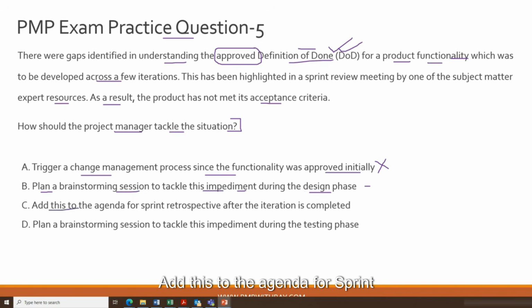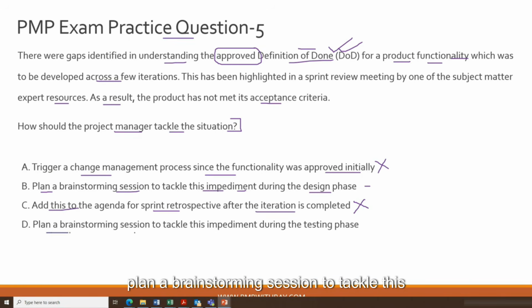Add this to the agenda for sprint retrospective after the iteration is completed. Again, it's a nonsensical option to me. Why would you wait till the end of the iteration and discuss something as a retrospective where you have to solve it now, today with your team, right? So that is just pushing problems under the carpet, and that is not a sensible approach as a project manager or as a scrum master in an agile project. So we can safely eliminate option C.